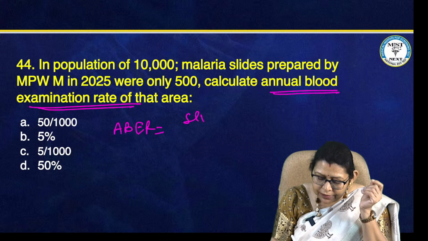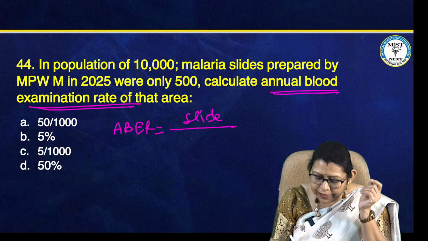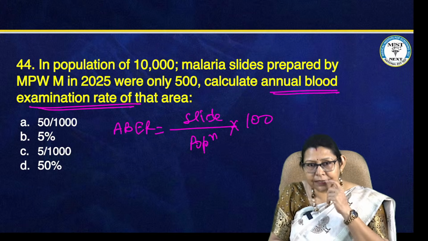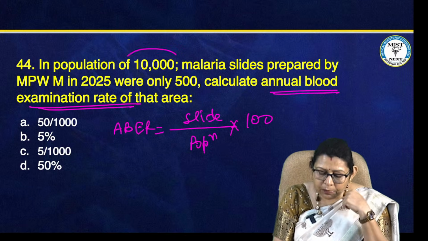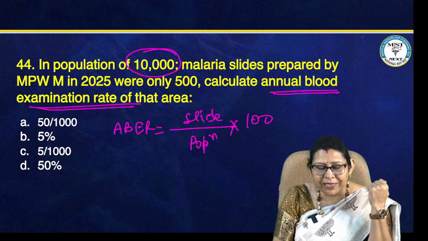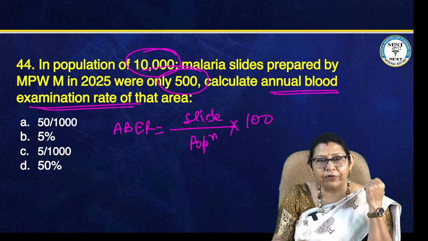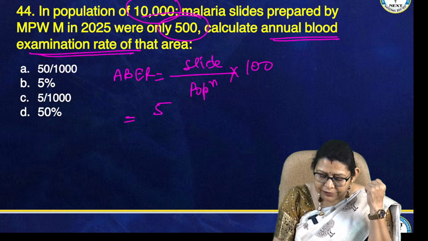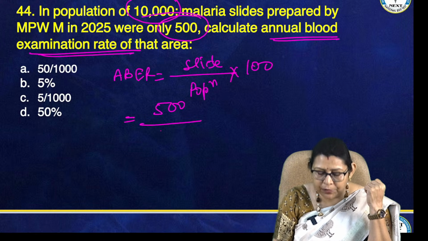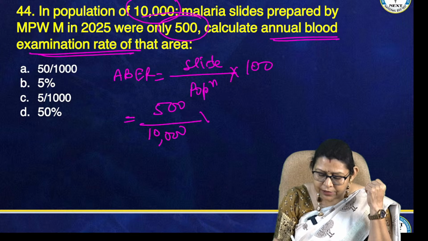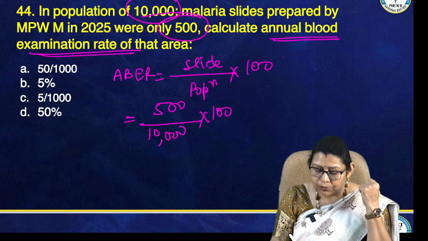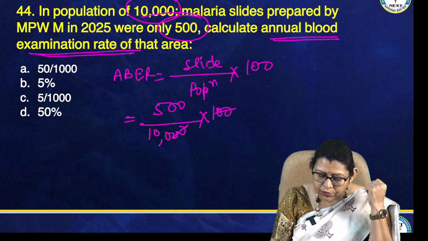ठीक है, so कितनी slides बनाई divided by the total population into 100, because it is in percentage. What is the total population? 10,000. How many slides are prepared? 500. So slides prepared is 500, out of a population of 10,000. So convert into percentage. 0 gone, 0 gone. So it is your 5%.